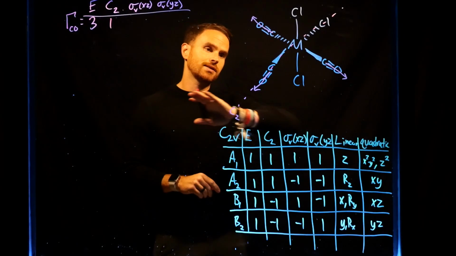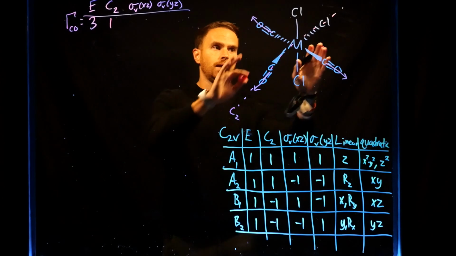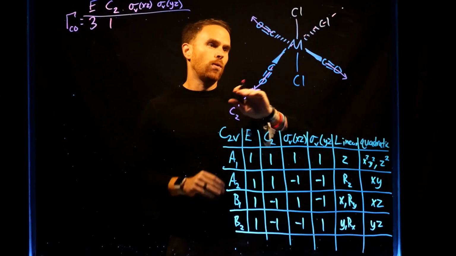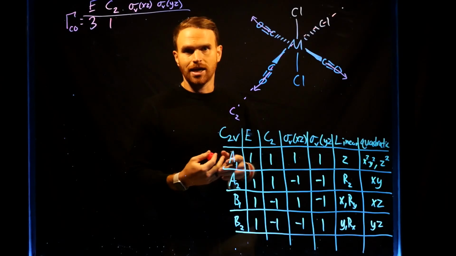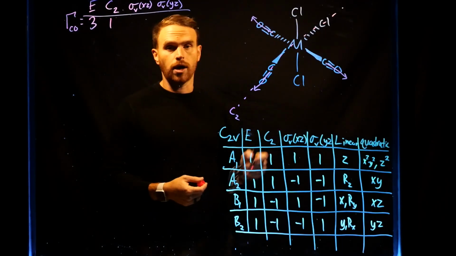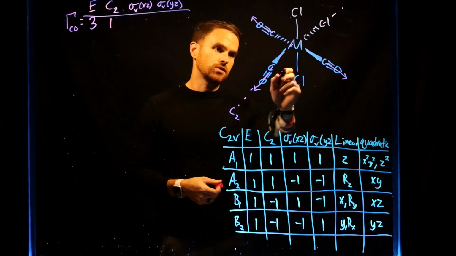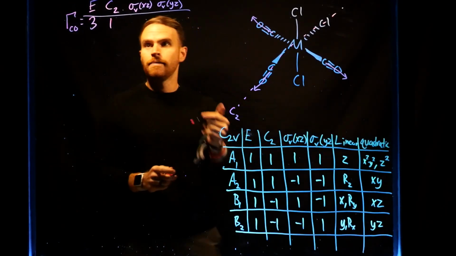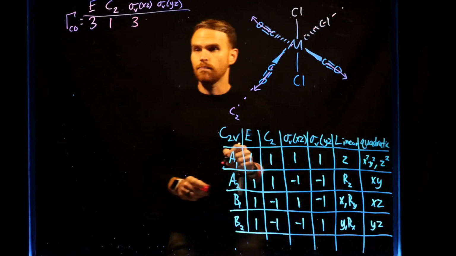The sigma v in the xz direction is going to be the plane of these 4 ligands, where the only things that are not contained in that mirror plane are the 2 chlorides on top. And this lets us know, since the mirror plane contains all 3 of these vectors, that all 3 of them stay in the exact same place.